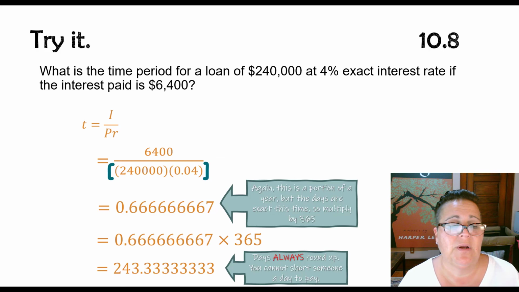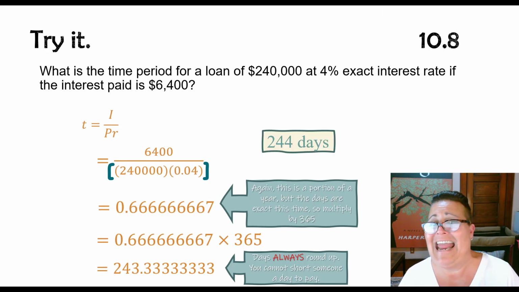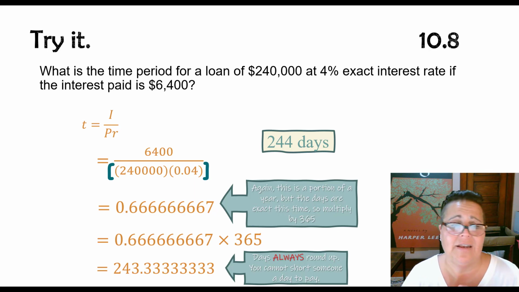So if this was 243.1, we would still round it up to 244. If this was 243.027, we would still round it up to 244. If there is any hanging decimal at the end of this, it always gets rounded up to the next number of days. And that happens if it's ordinary, and it happens if it's exact. Either format. All right?